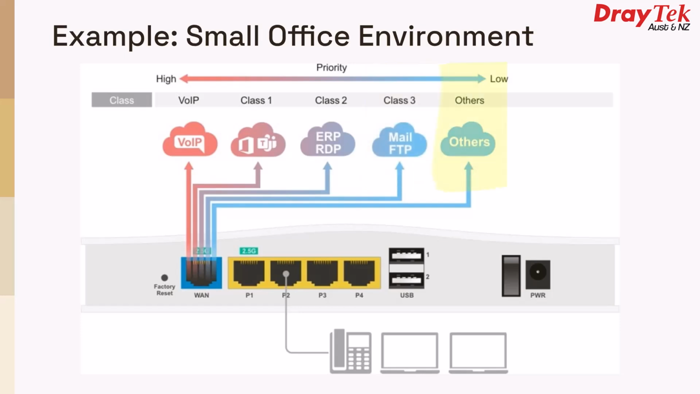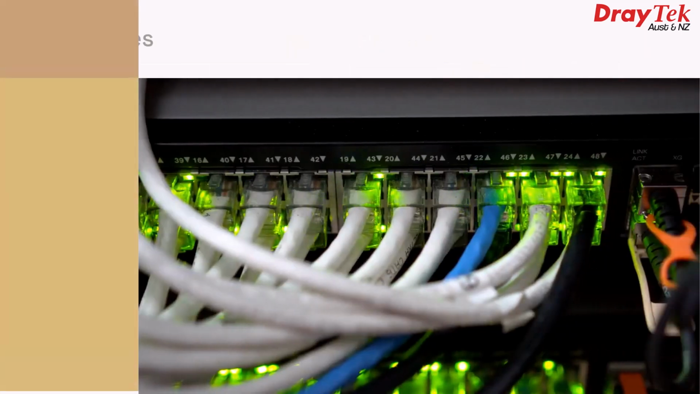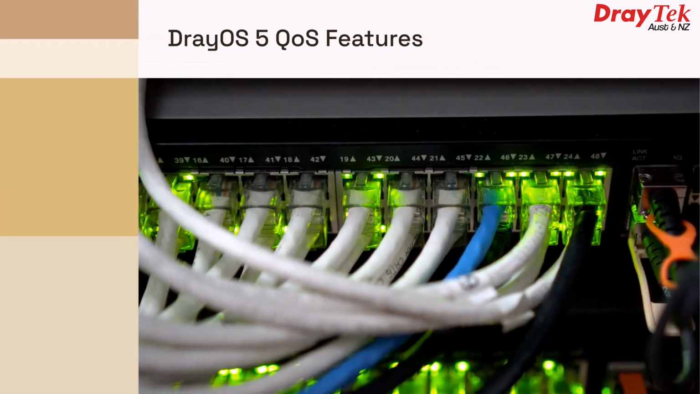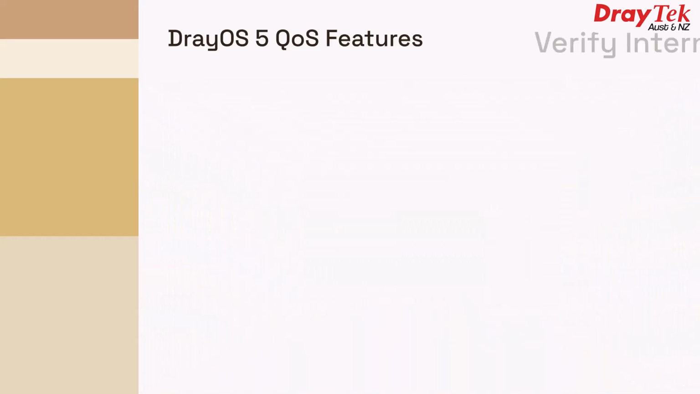Finally, background traffic, like cloud backups, large downloads, or system updates, is set to the lowest priority, so it won't interrupt business-critical services during peak usage. DrayOS 5 also provides 4 QoS classes and can classify traffic not only by IP or port, but also by specific applications, making it easier to optimize network performance.